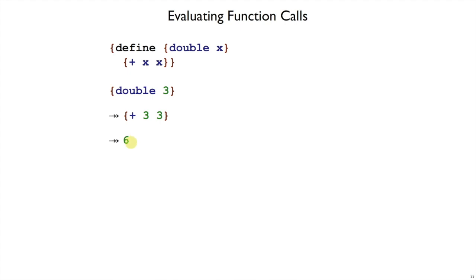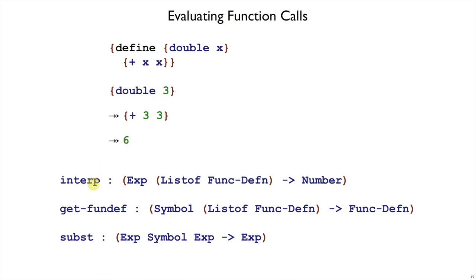So to make this strategy work, we're going to need to change the interp function so that it takes not just an expression, but an expression and a list of function definitions. In this case, we would have just one function definition, double. In other cases, we might have double and quadruple, or other functions. And interp's job is still to take this expression and produce a number. It may just need to look at the function definitions along the way.